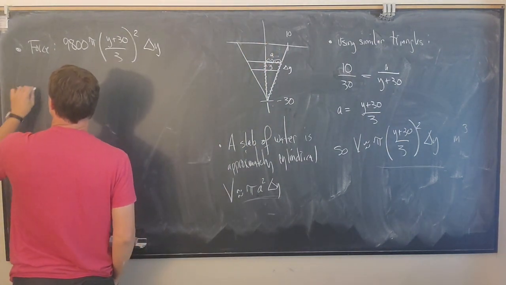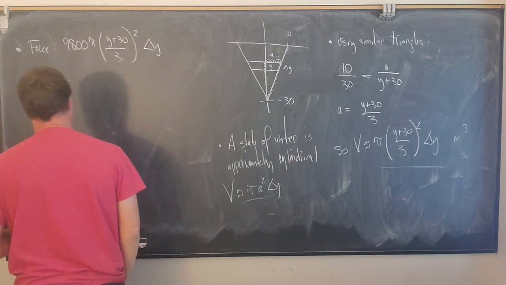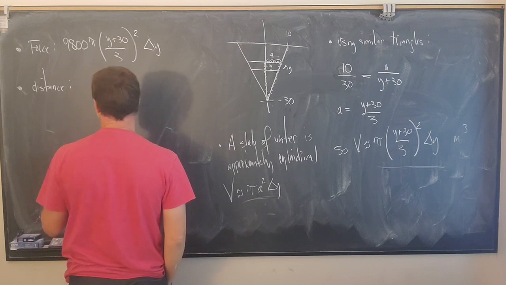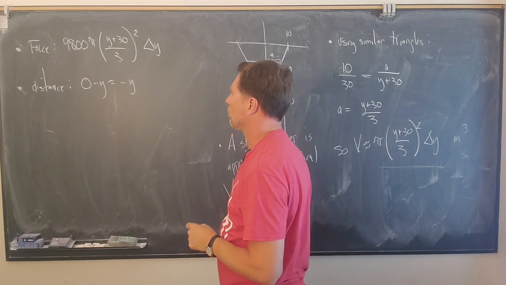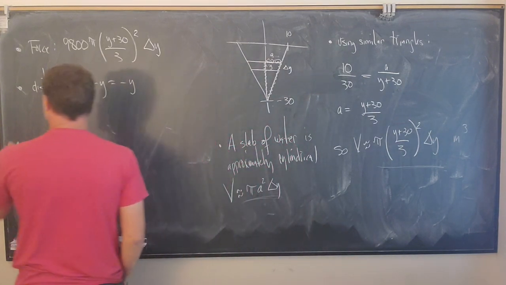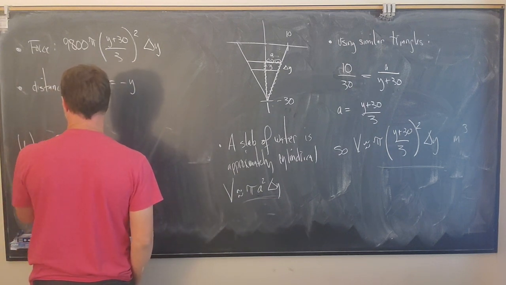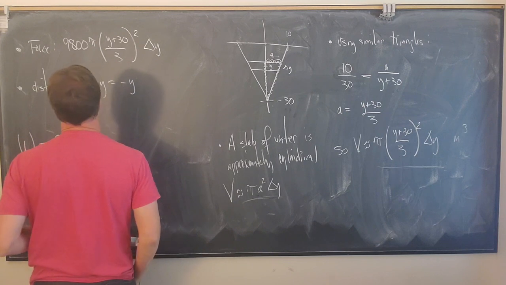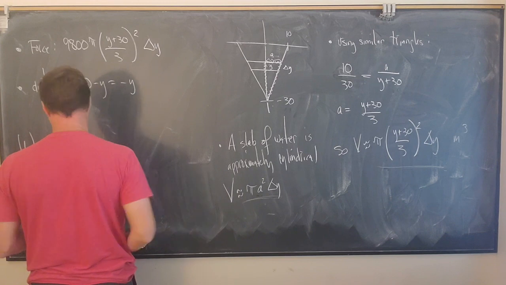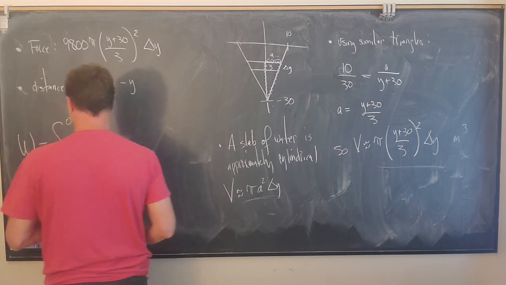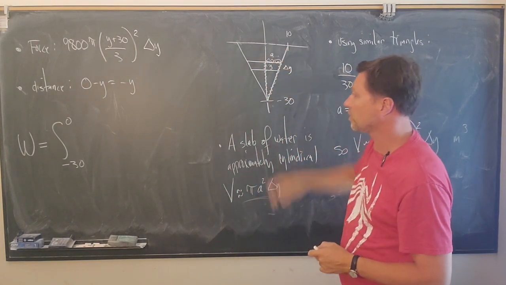And so the distance is, well, it's 0 minus y, which equals minus y. So now the work is going to be, I'm going to pull my constant. In fact, well, no, you know what? I'm not even going to worry about that. Let's just integrate. So the water is from minus 30 to 0. So that'll be my limits of integration. Okay, the way I set up my diagram, we're going from minus 30 to 0.